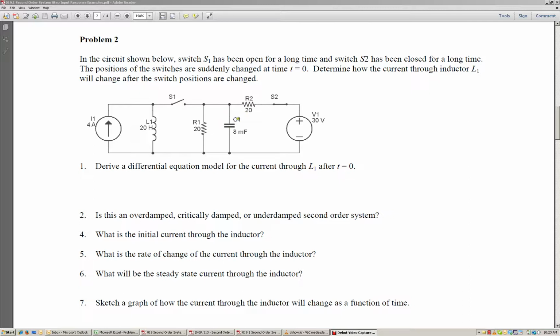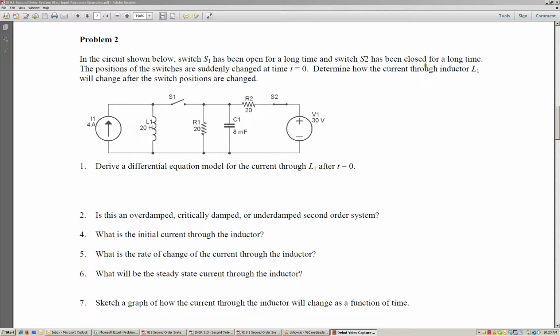R1, C1, and R2 have been connected to the 30-volt supply for a long period of time, and we're going to use all of that information to help us come up with the initial conditions for this system. At time equals 0, we're going to suddenly close switch 1 and open switch 2. So when we do that, we're going to disconnect this resistor R2 from the power supply, and we'll be left with a parallel RLC circuit that is in parallel with this constant 4 amp supply.